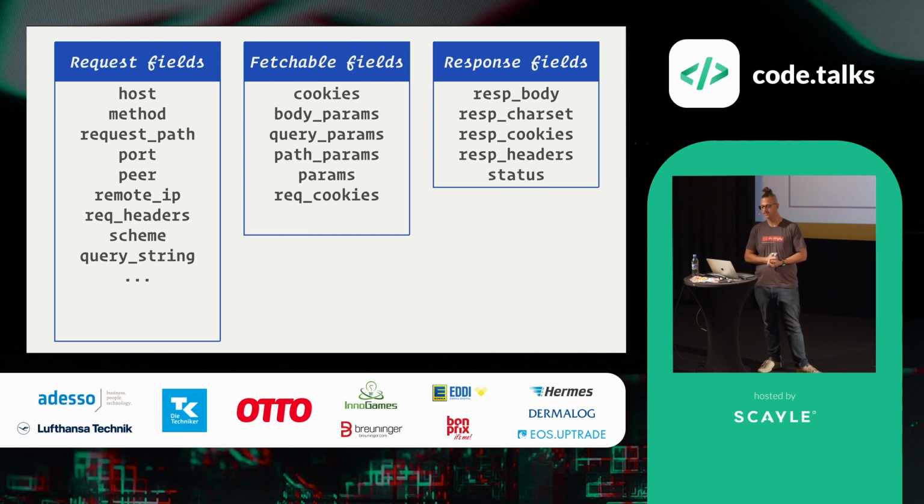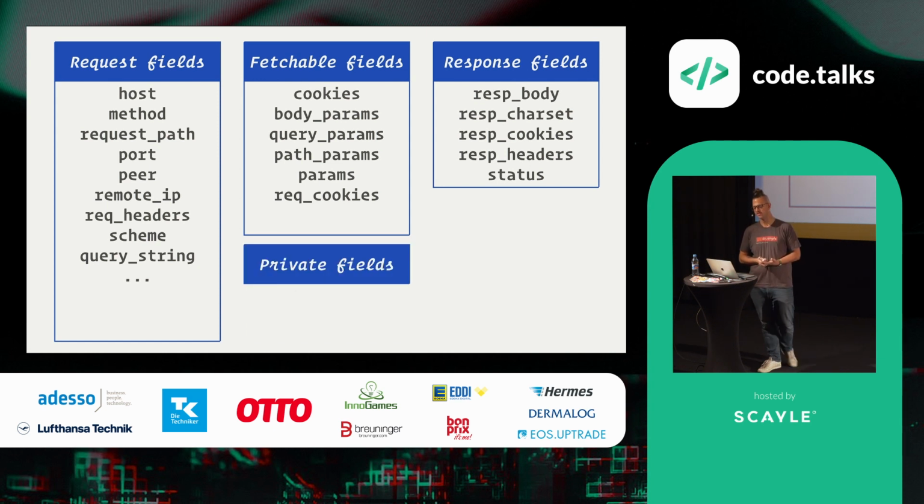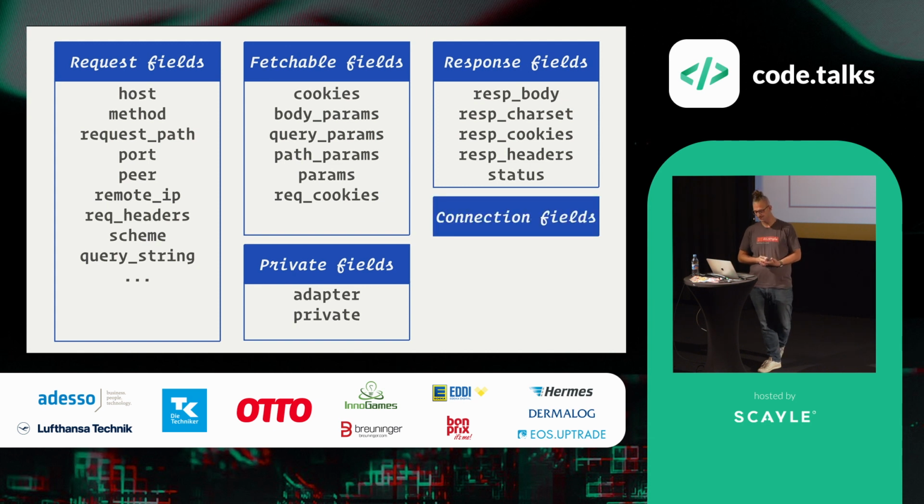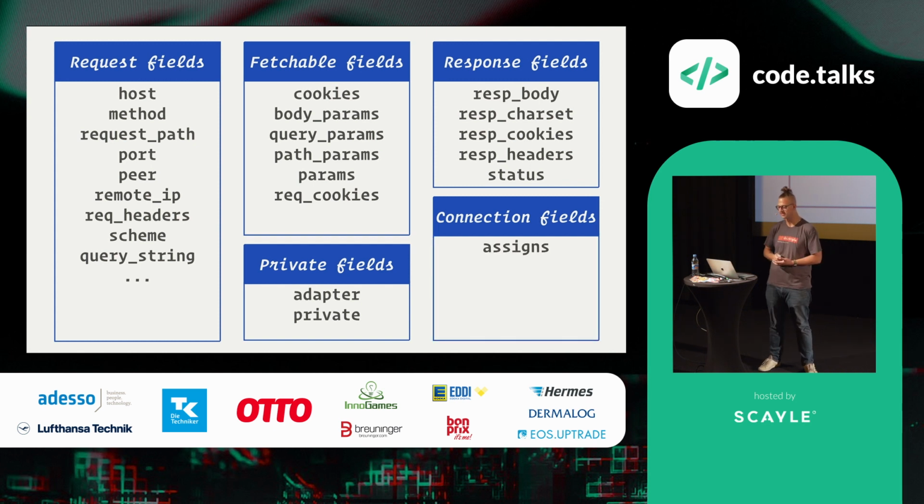And the status. Interestingly enough, as I mentioned previously, Plug only defines the response status code digit. So this would be like 200 in most cases. And it does not carry along the reason phrase. We'll see in a second why this is. There are also private fields like the adapter and the private struct field. That is really just for internal reasons. And then there are fields that are just meant for the connection. So it's meant to share data in between different Plug middlewares.